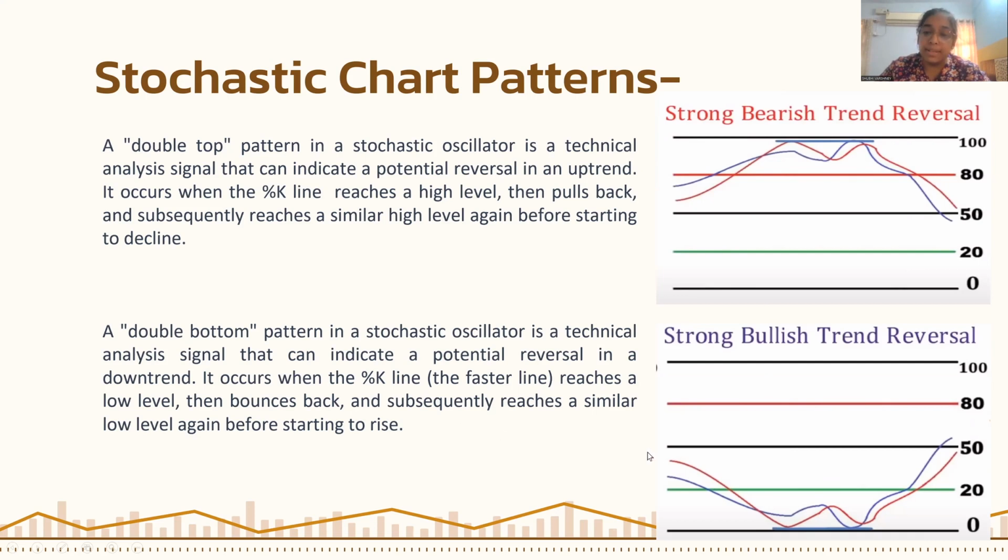It occurs when the %K line reaches a low level, then it rises up and subsequently reaches a similar low level again before rising up. It resembles the alphabetical letter W.